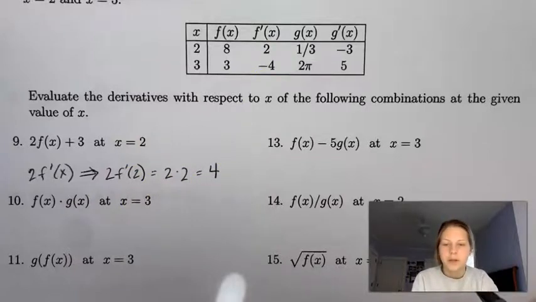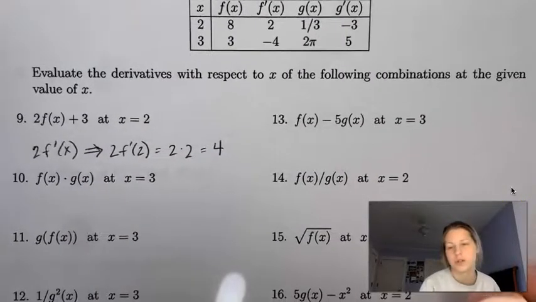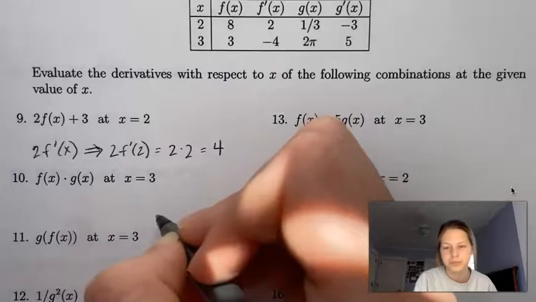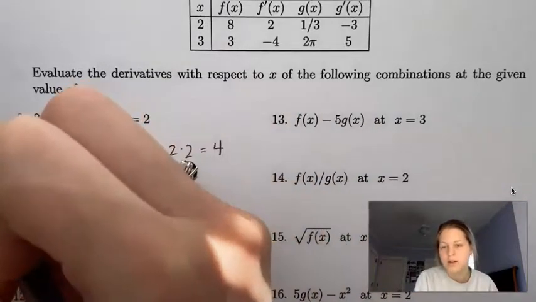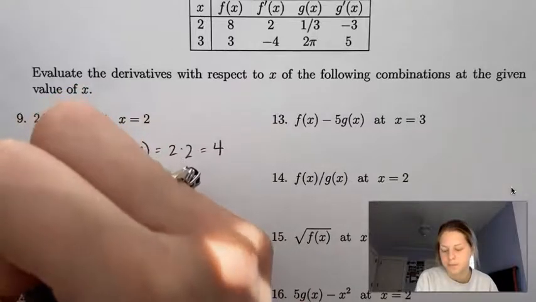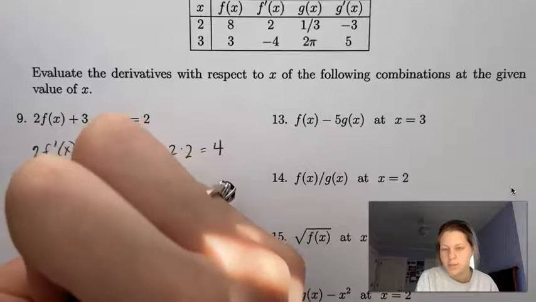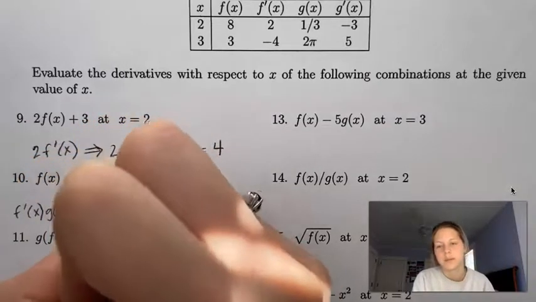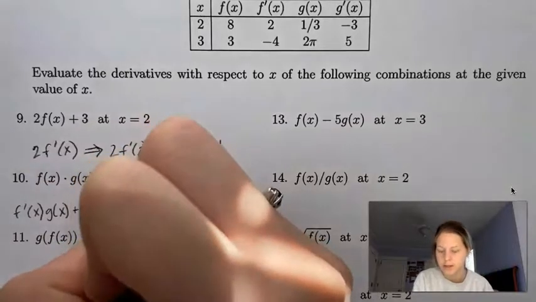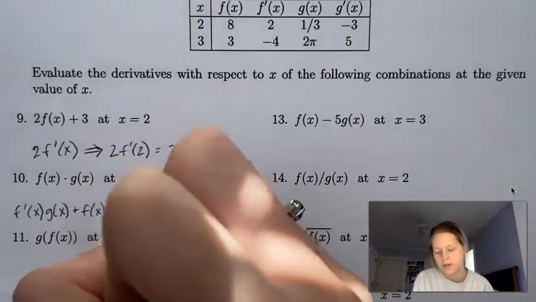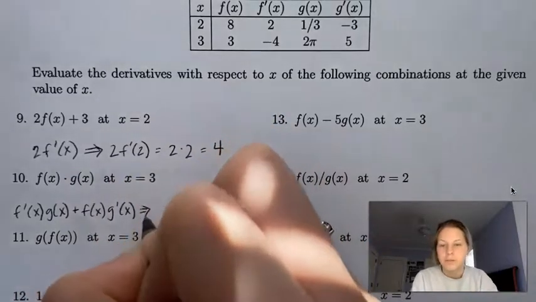Okay, so then moving on to number 10. This is a product rule question. So here the same thing, we're going to take the derivative first, just of the function. So we get f prime of x times g of x plus f of x times g prime of x. And then we're going to plug in the 3.